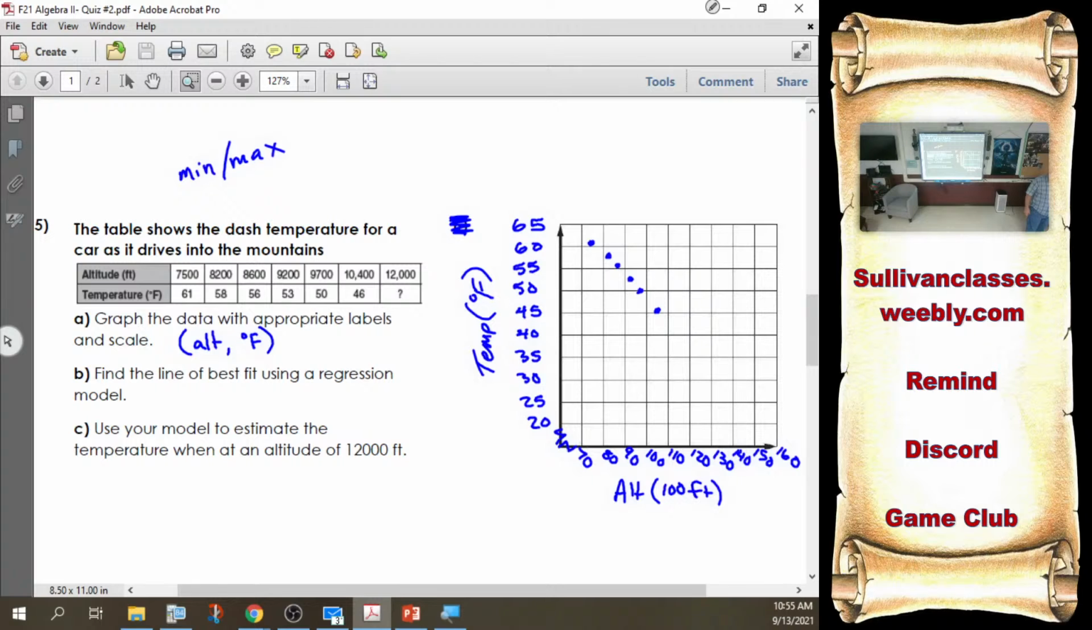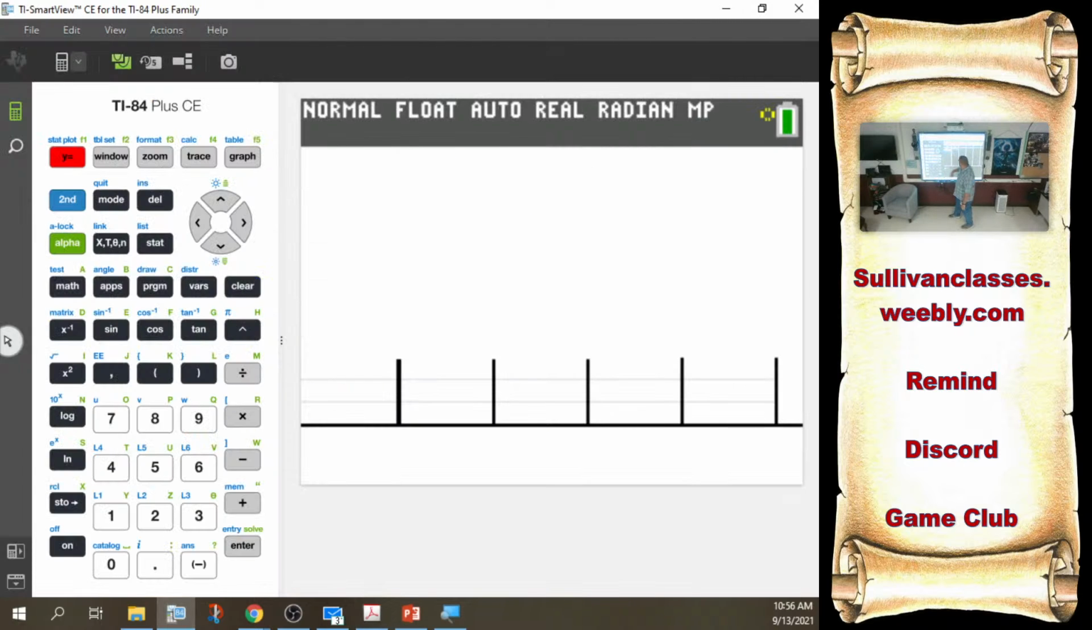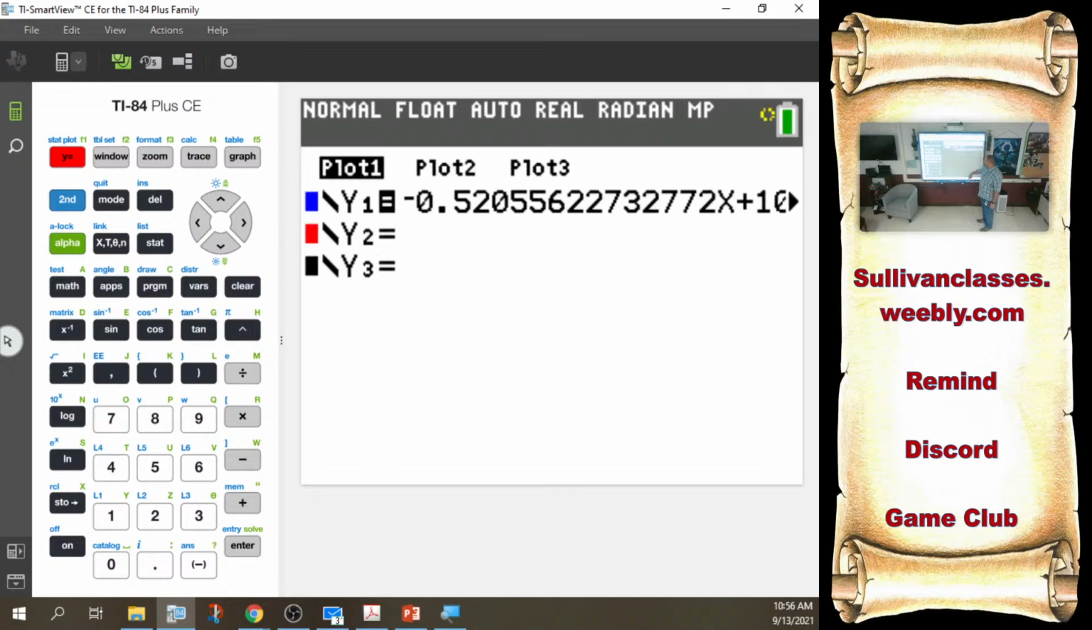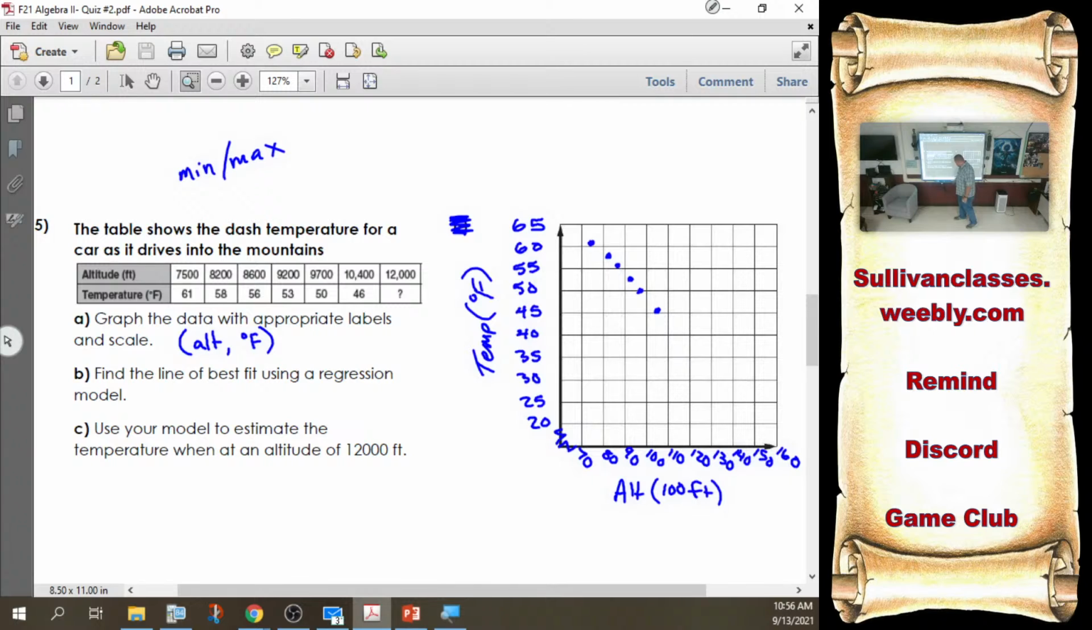Wait, so what would we put for B, C? Oh, your line. That was our calculate the line. Like that thing that we got. So part B is right down the line. Part C, use your model, and we said it was about 38 degrees. There you go. That's all I need.